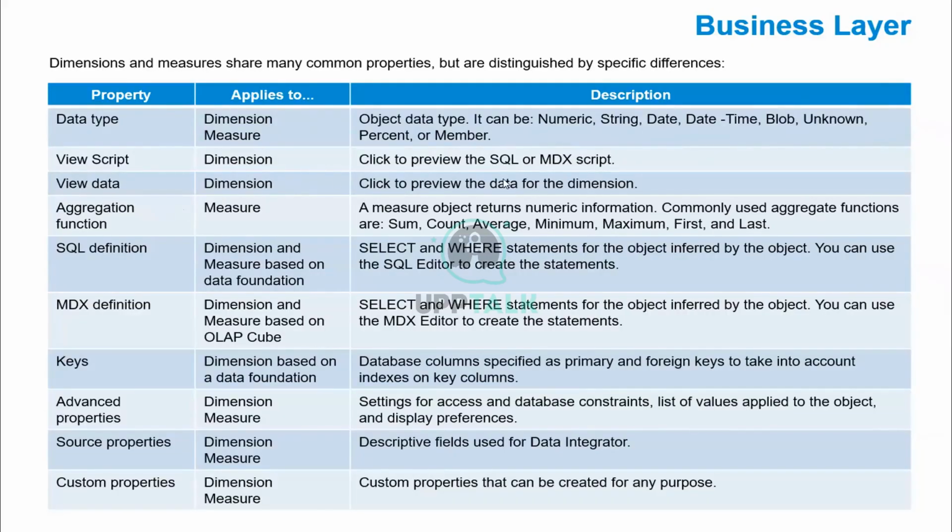View script: we have the option to preview the SQL or MDX script. View data: we can view the data that is there in the database. Aggregation function: we can aggregate some measures to sum or count or average. Average quantity will give the average quantity of a particular region. Sum of the quantity, count, minimum, maximum, first, last. These all come under aggregation functions.